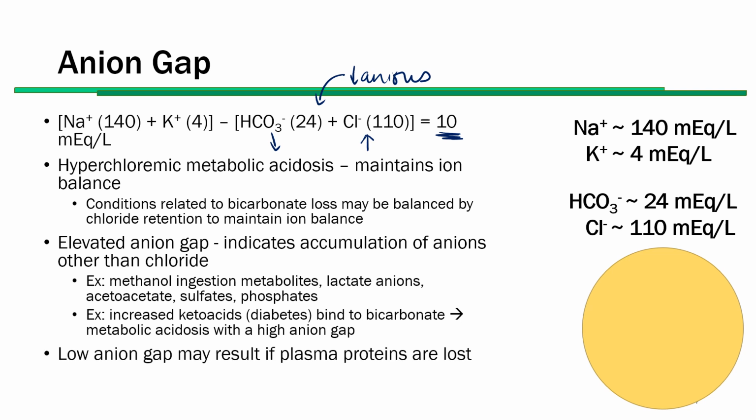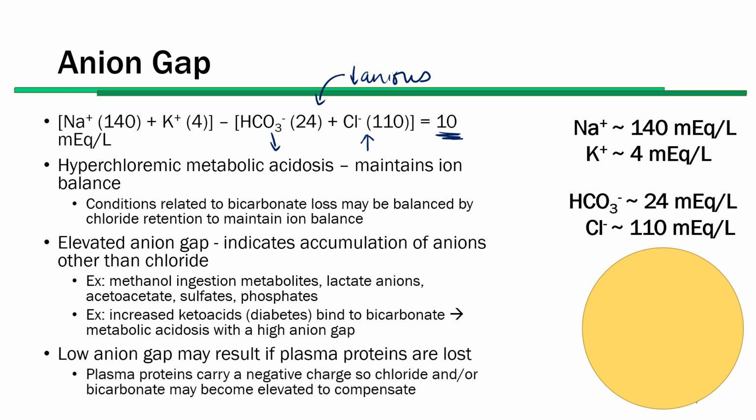A low anion gap may result if plasma proteins are lost. Plasma proteins carry a negative charge. So if the proteins are lost, they aren't measured, so chloride will go up to compensate, and that's going to make your gap between your positives and your negatives lower. You're going to have a smaller gap number for that.